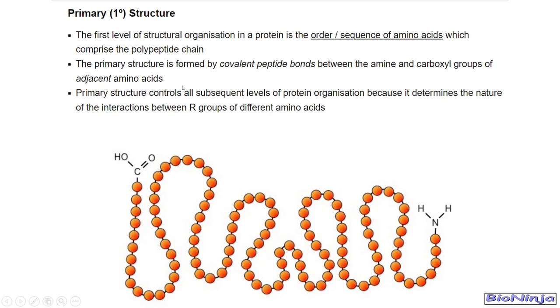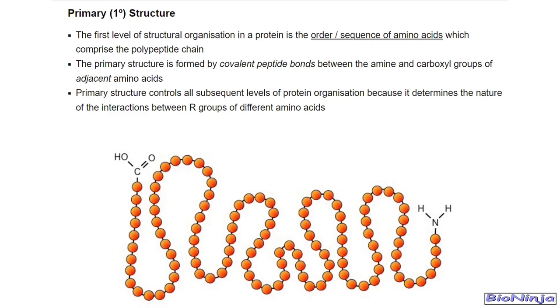So you can only form a polypeptide when a peptide bond is formed, and that primary structure will be formed because of that. In addition to this, one important principle you have to remember is that the primary structure will be controlling all subsequent levels of protein organization. So the next levels, the secondary, the tertiary, and the quaternary structure, are all dependent on the primary structure.